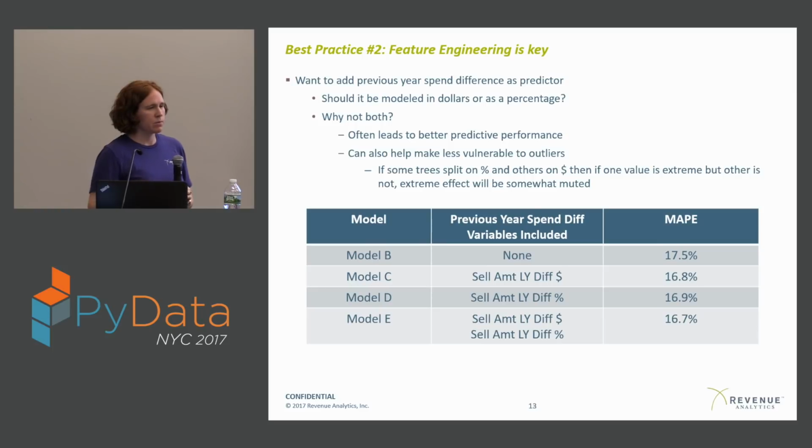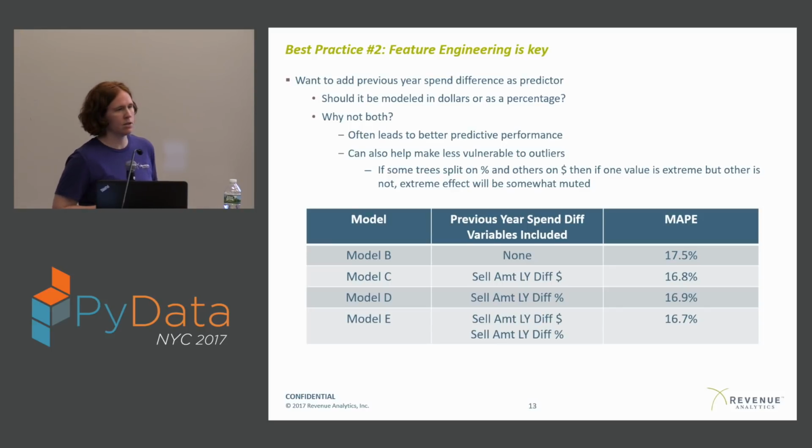Model B was the one we looked at before. And then I included different variables in the model to see how the accuracy would change. So C and D each included just one of those variables, and we see the performance improves a little bit looking at accuracy. And model E includes both, and we get a slight improvement in the MAPE from 16.8 to 16.7. So in this particular use case, not a huge gain in predicted performance. In other cases, maybe you get a little bit more, but that's the idea with this concept.